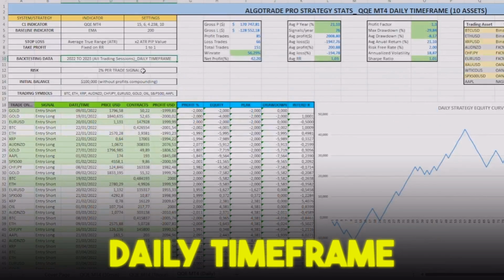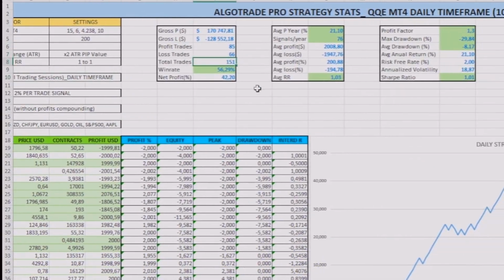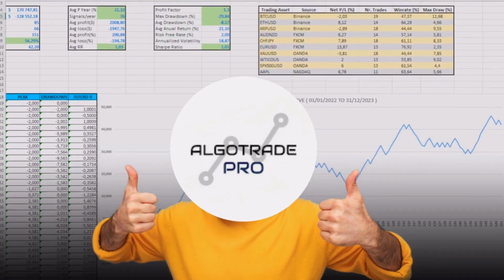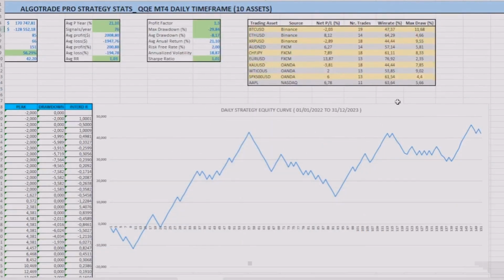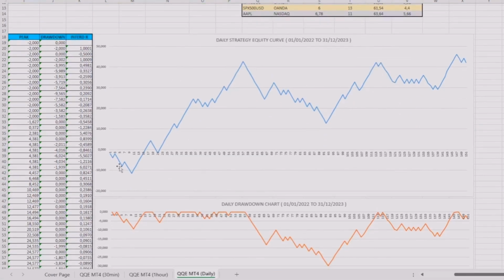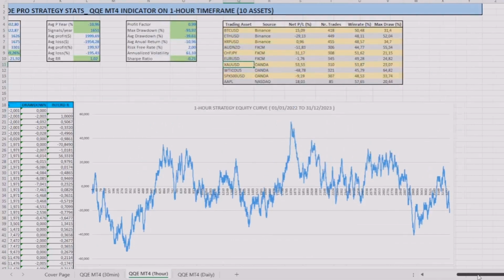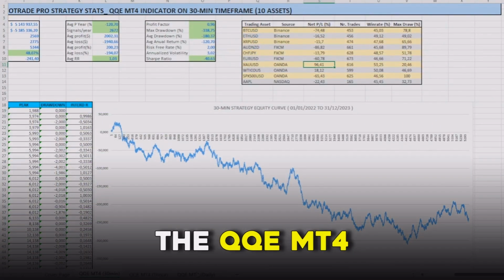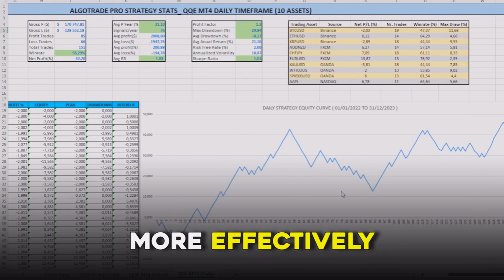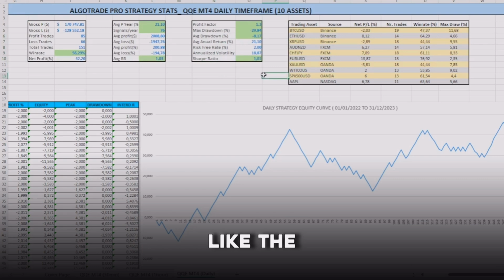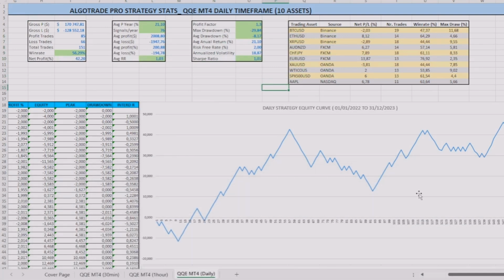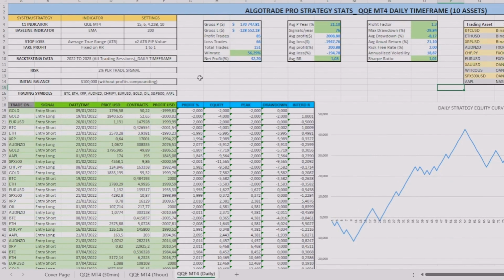And finally, on the daily time frame, after 150 trades, the indicator achieved a win rate of 56.29% and a net profit of 42%. The results on this time frame were the best ones we have got so far in this series, and the equity chart looks consistent. Overall, based on this comprehensive analysis across multiple timeframes and assets, it is clear that the QQE MT4 indicator performs more effectively on higher timeframes like the daily chart, which means it is probably a good indicator for swing and position trading.